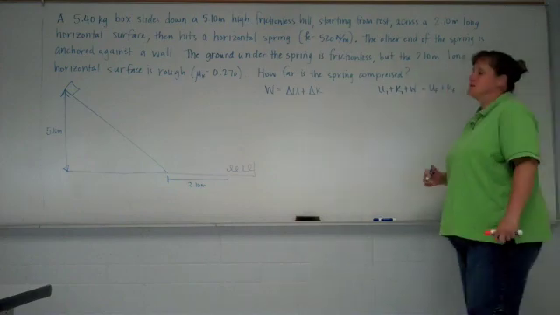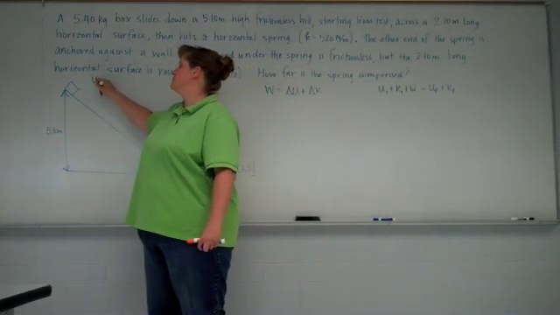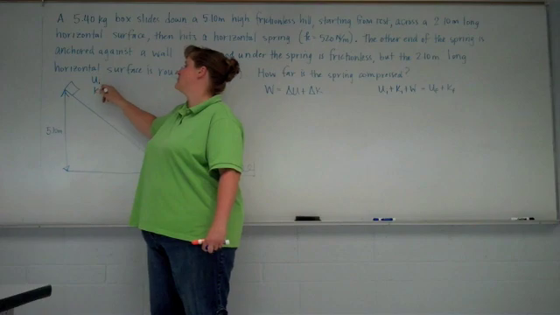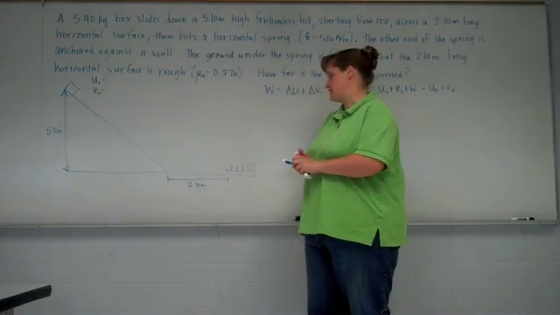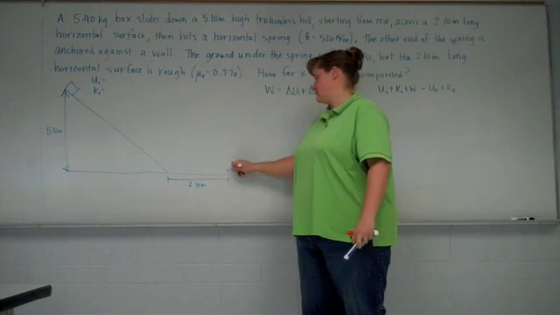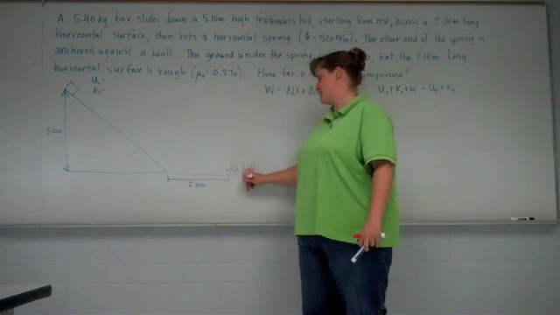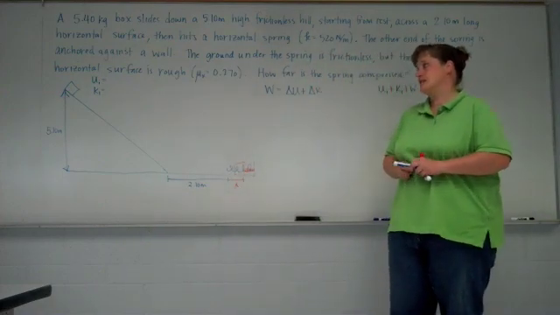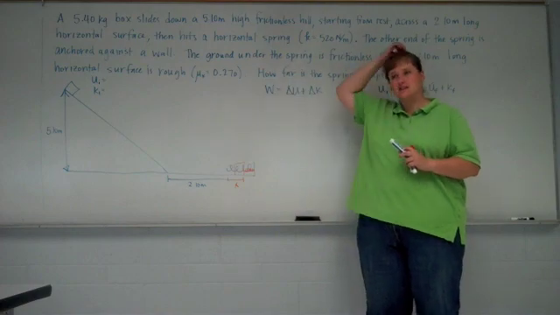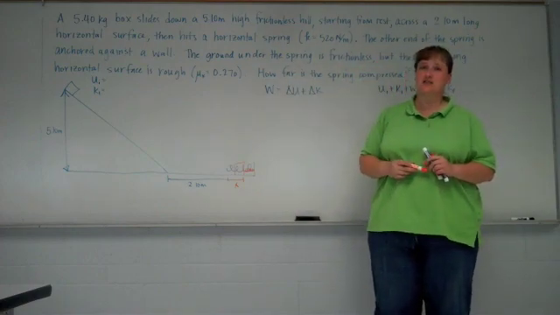So initially, I'm going to take my initial point up here. And I'm going to put my final point down here where the mass has compressed the spring some distance x. So initially, what type of energy does my system have? Potential. Elastic or gravitational?